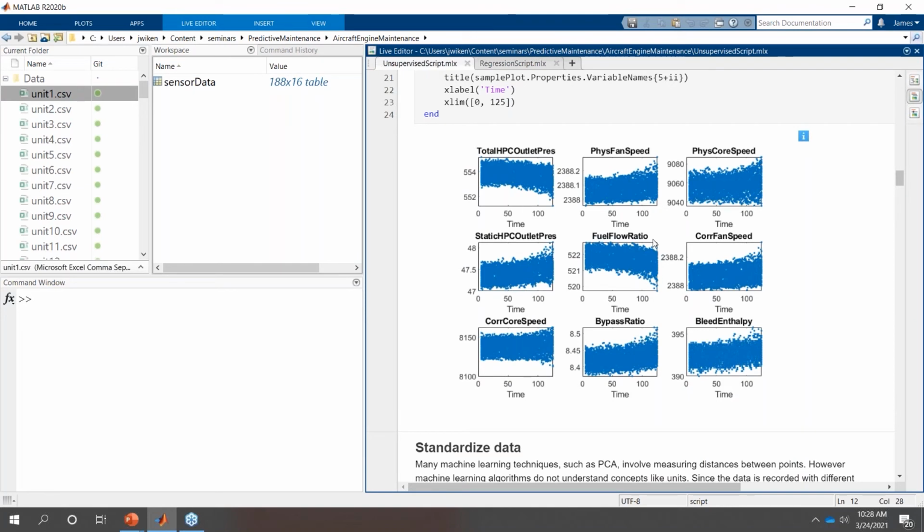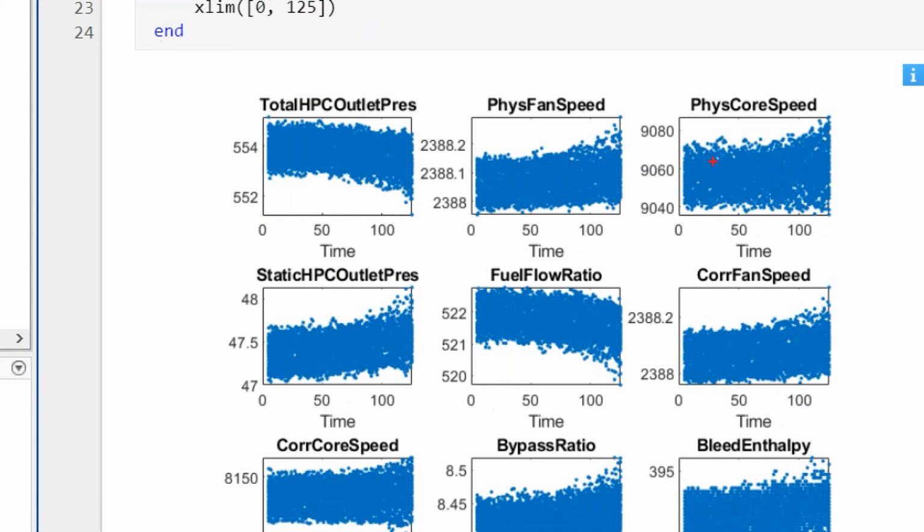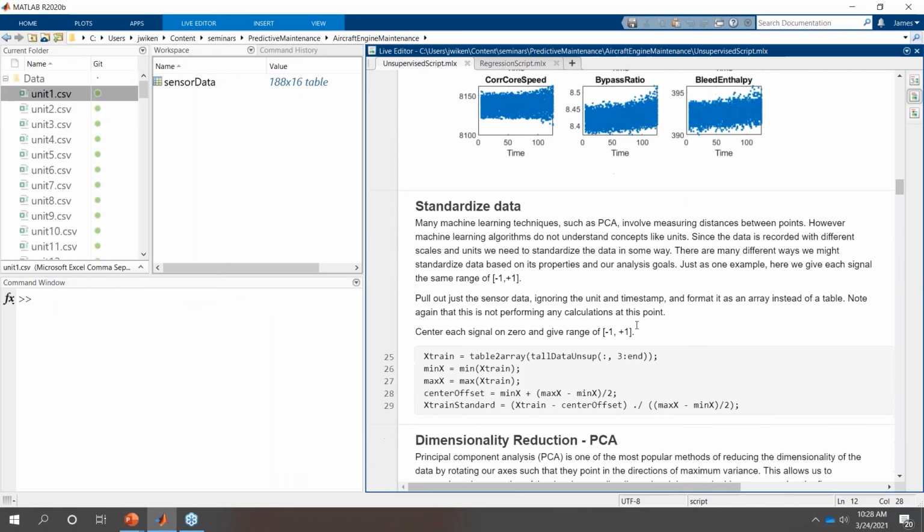Now, you may notice that these are on pretty different scales, right? Core speeds are at around 9,000, fuel flow ratios are like 500, and this is at like 40-ish, right? So if I were just to use this directly, core speed might outweigh everything else just by the sake of how it's being measured, just being naturally larger. So the next thing that we're going to do before we move forward is we're just going to standardize our data.